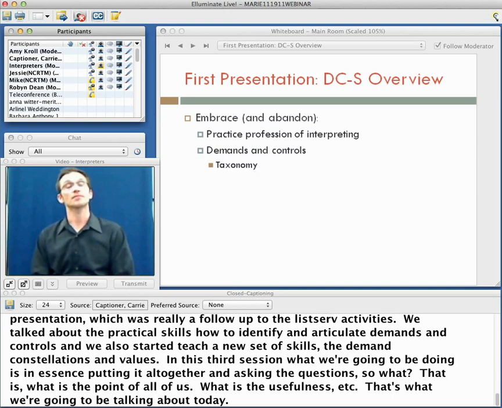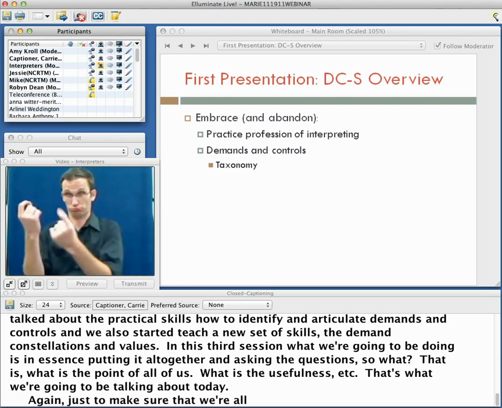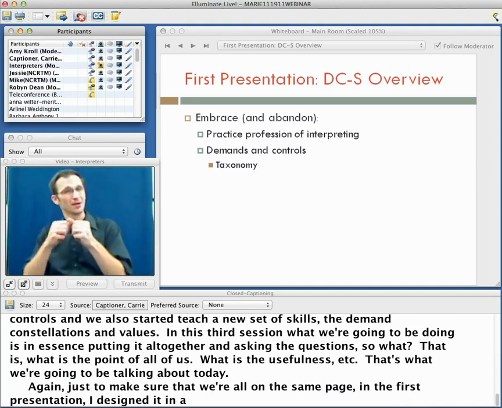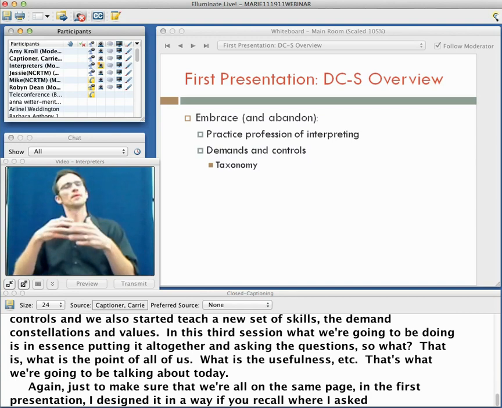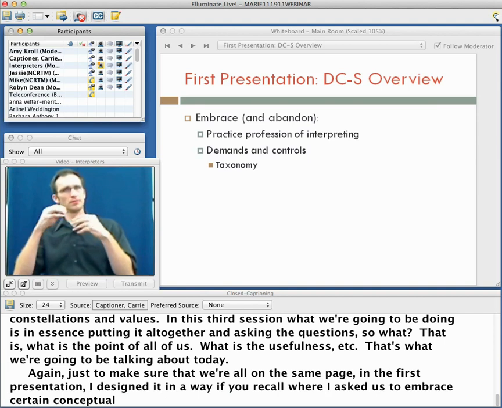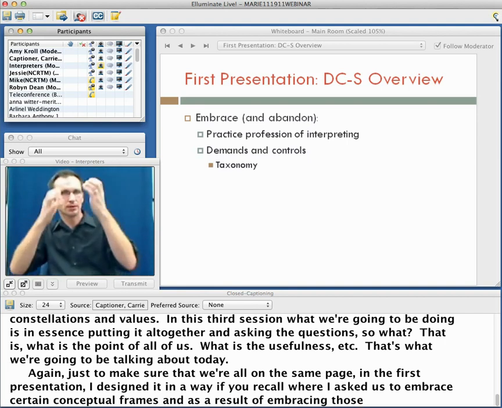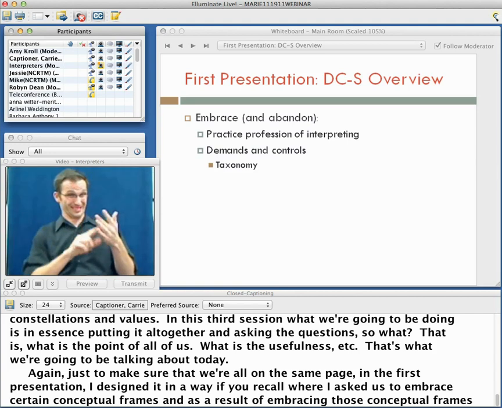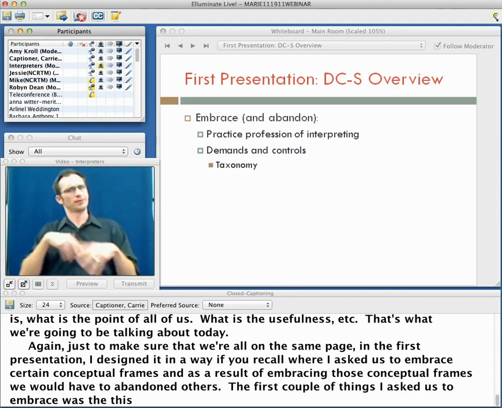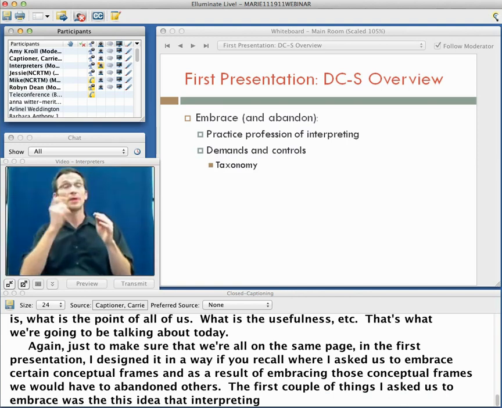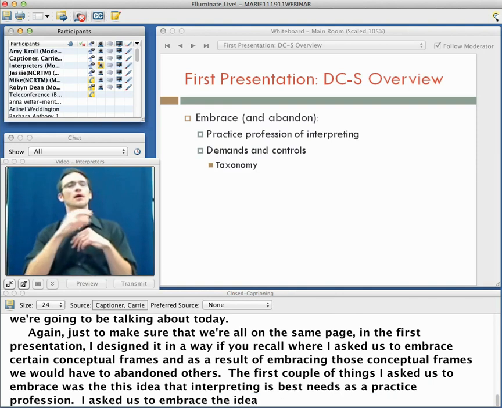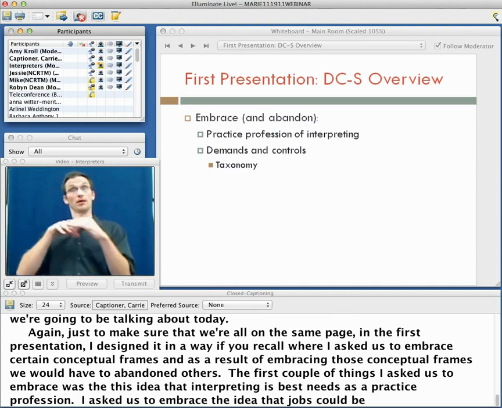Again, just to make sure we're all on the same page, in the first presentation, I designed it in a way, if you recall, where I asked us to embrace certain conceptual frames, and as a result of embracing those conceptual frames, we would have to abandon others. The first couple of things I asked us to embrace was this idea that interpreting is best understood as a practice profession. And I asked us to embrace the idea that jobs could be understood as interactive and dynamic.